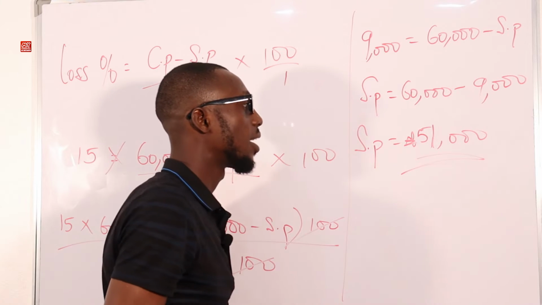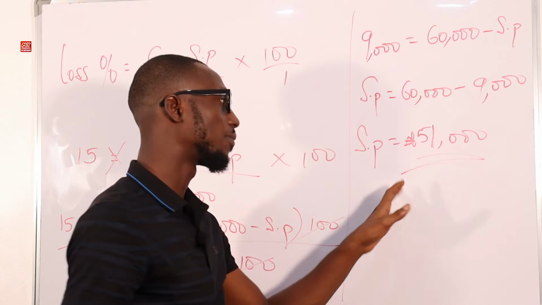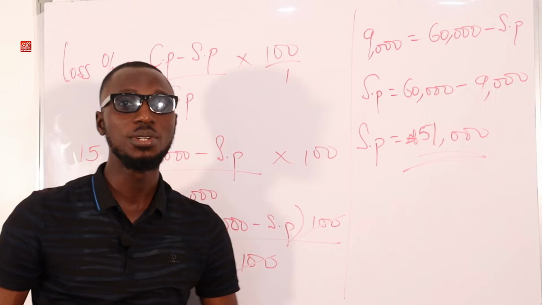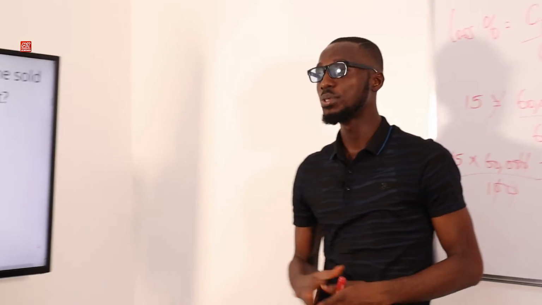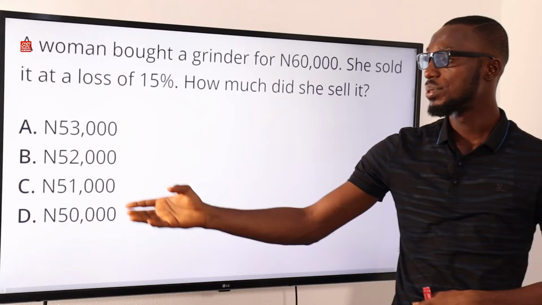So she actually made a loss. She bought it for 60,000, she sold it for 51,000. That is quite a bad market. So let's go back to the screen to select the correct option. Our SP, selling price, is 51,000. Option C is very correct.